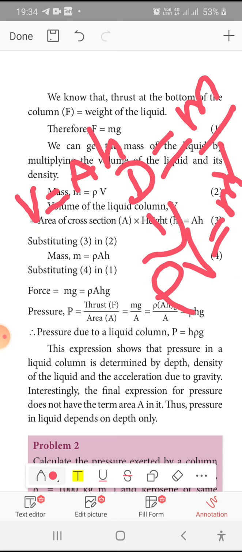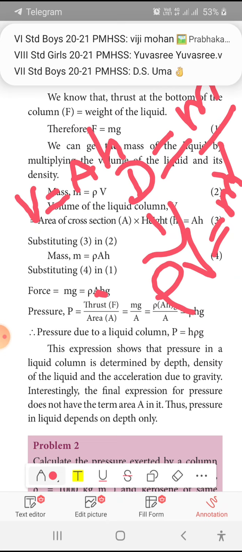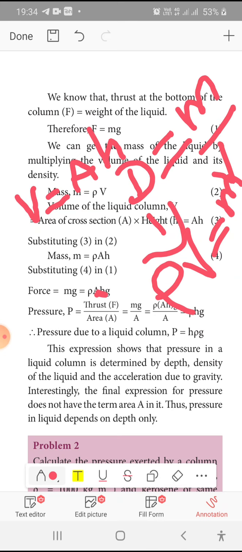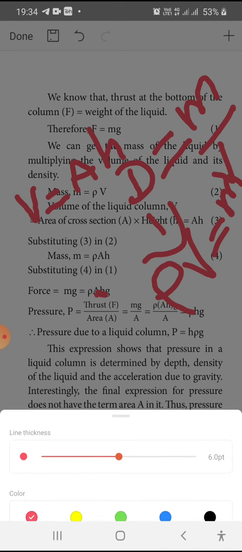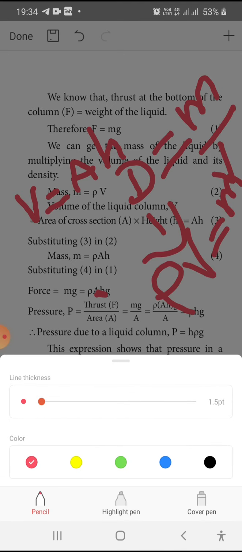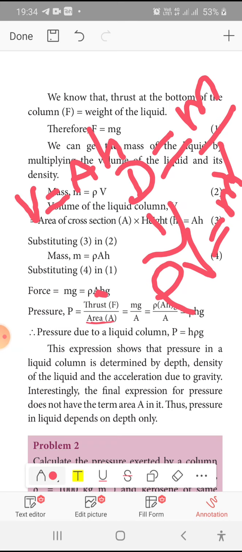What is A and H? A and H is the combination that gives the volume. So rho into AH into G. In the denominator you already have area. So cancelling A and A, you will get the pressure formula equal to H rho G.